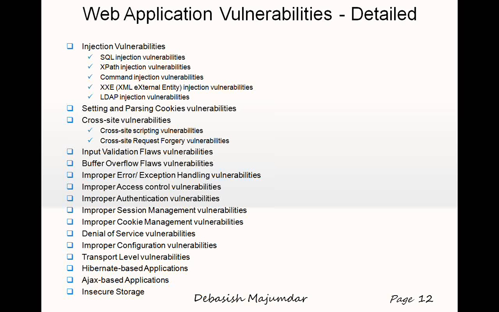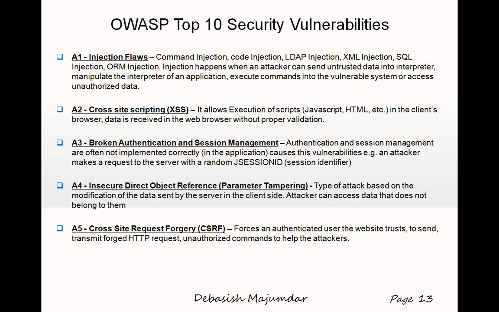Apart from that, there are Ajax-based applications or rich internet applications which also have vulnerabilities which need to be detected. There are insecure storages as well. The big ones are specifically the OWASP as well as the PCI DSS standards, which we'll cover here in detail. So let us first look at the OWASP top 10 security vulnerabilities.